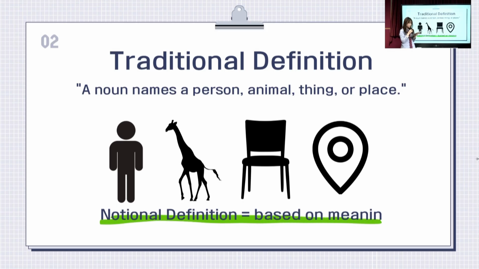This traditional definition is called the notional definition. It defines nouns as words that denote people, animals, things, or places. For example, gym, giraffe, chair, and London. As you can see, it is based mainly on meaning, what a noun refers to.